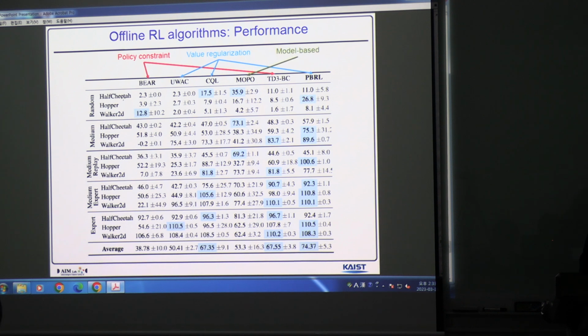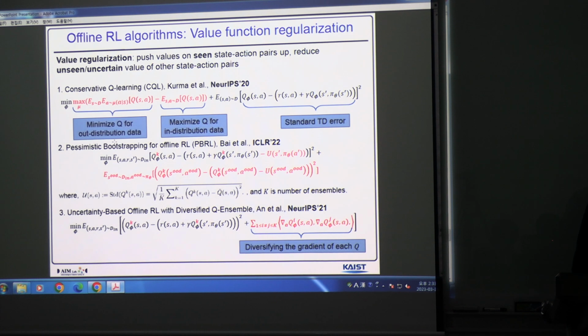Why do you want to make the gradient diverse? So when we ensemble, if we don't make it diverse, each element in the Q function is very similar, so the ensemble doesn't have any effect. If we make it diverse, then the Q can be very diverse, and given some input, the Q can output very different values.